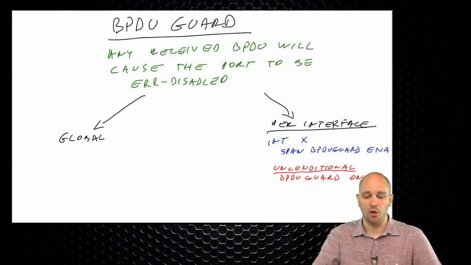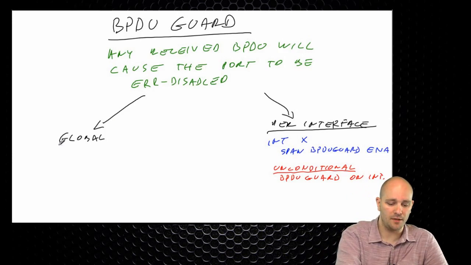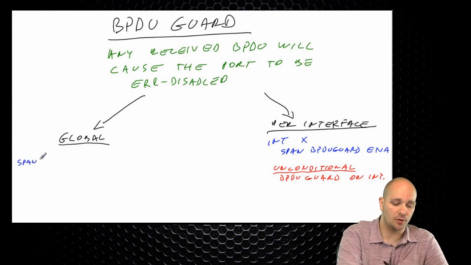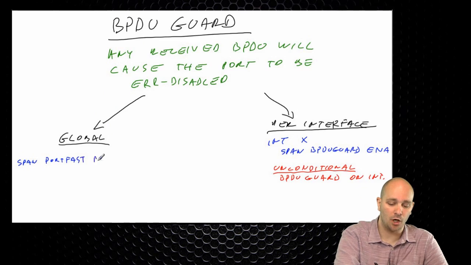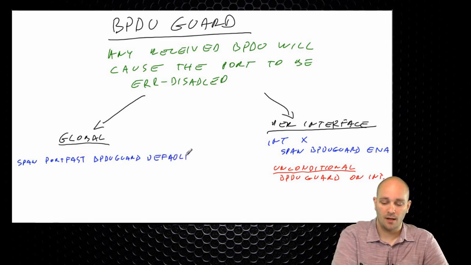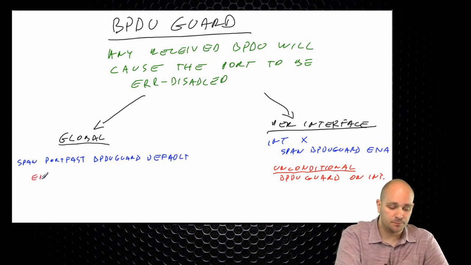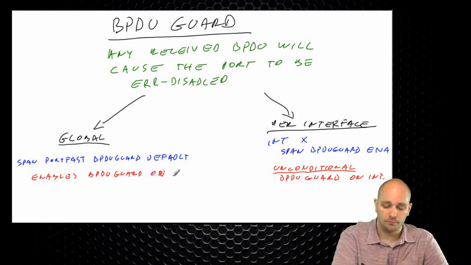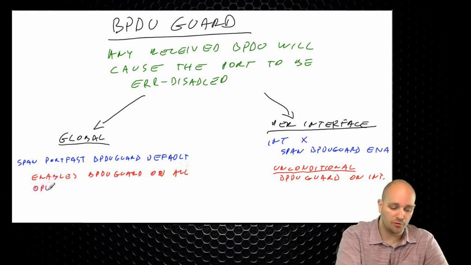Now let's take a look at the globally configured BPDU guard. The configuration for that is in global configuration mode: spanning-tree portfast bpduguard default. What this does is enable BPDU guard on all operational Portfast ports.